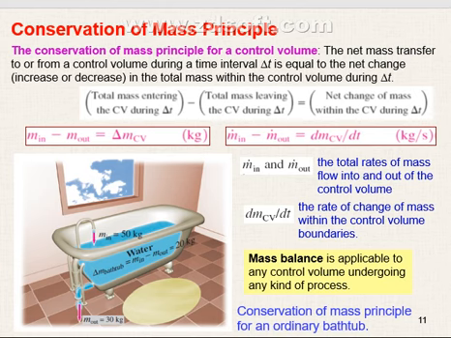Look at this figure, interesting figure. So we have mass in, mass out, delta mass for control volume. So this is the value of mass in kg, and rates in kg over second. Very simple, right?